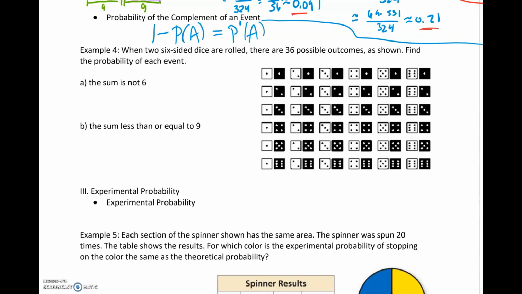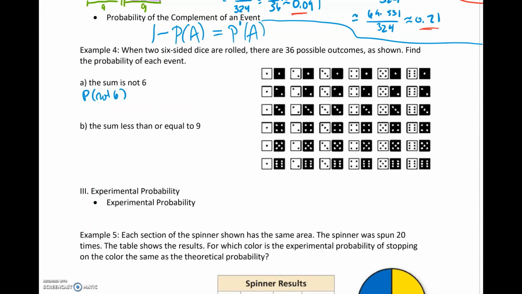So if we are trying to find the probability of each event, we can definitely use the sample space. If you look at A, we want to find the probability that the sum is not 6. So you can go to your sample space and start counting how many of these aren't going to add up to 6. So 1 + 1 is 2, that's not 6. 1 + 2 is 3, that's not 6. And I can keep going and count them all up.